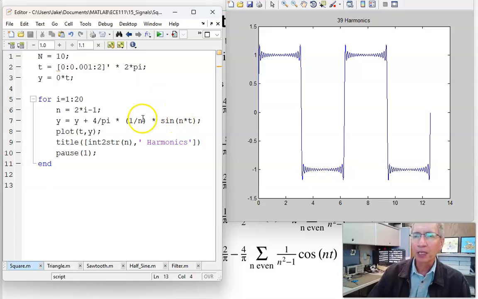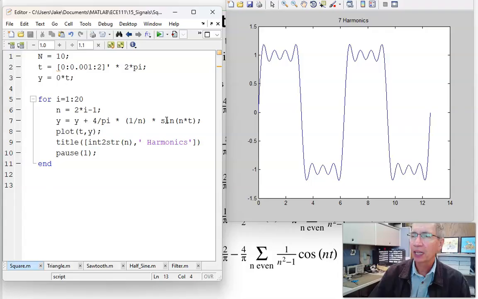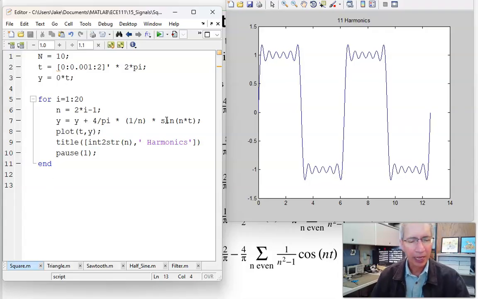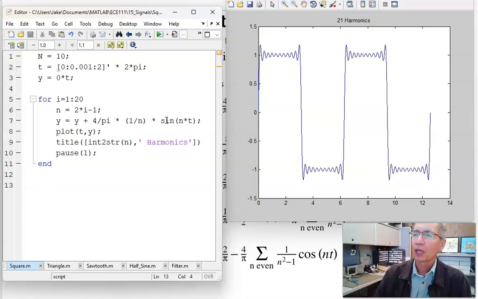I'm going to add up the harmonics as 1 over n. If I do that, I get a square wave. And as I add more and more terms, here's the first harmonic, first 3, adding up the odd harmonics. The more I add, the closer it gets to a square wave. Go to infinity, I get a square wave dead on.